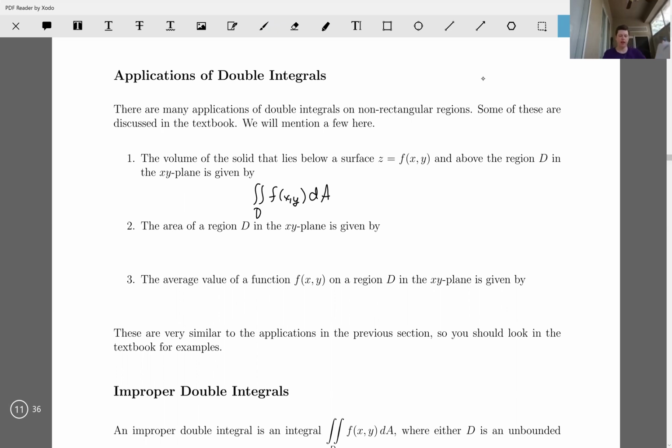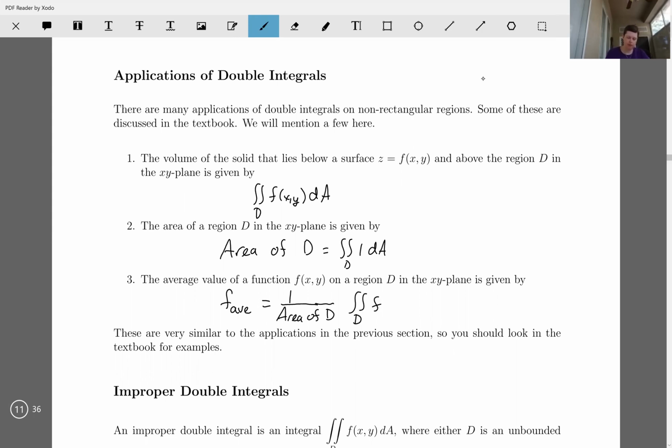To find the area of a region D in the xy plane, what do we do, right? We just integrate 1. So these should look familiar from what we talked about when we were looking at integrals over rectangular regions. And finally, we can find the average value of a function, and that's just given by 1 over the area of our region times the double integral of our function f over the region.